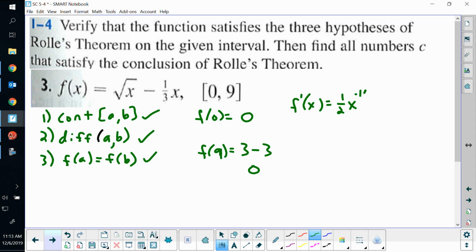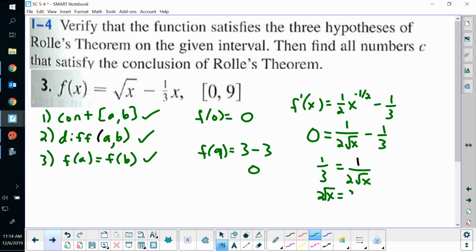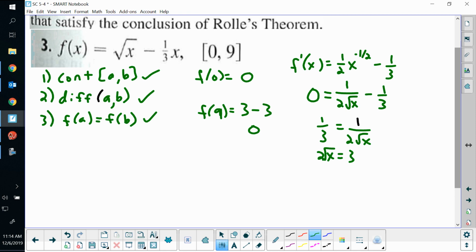We'll have 1/2 x to the minus 1/2, and minus 1/3. We'll set that derivative equal to 0. And in doing that, remember when we actually work with things, it's better to work without negative exponents. So let's bring that down to the denominator, because it's the negative exponent. We can add that 1/3 over. We can cross multiply. We can divide by 2. And then we can square both sides, and we'll get x equals 9/4.